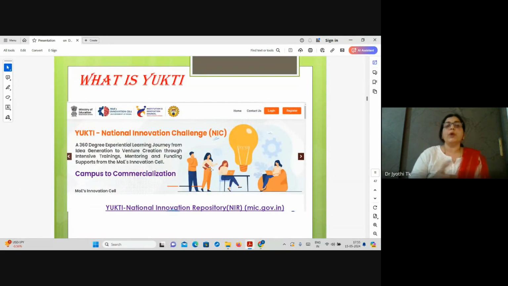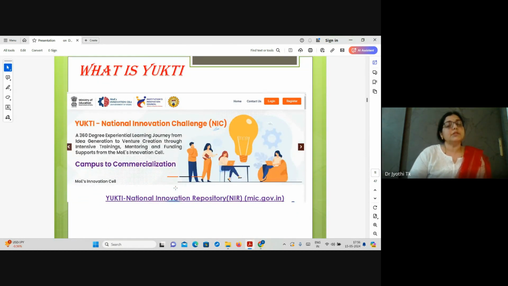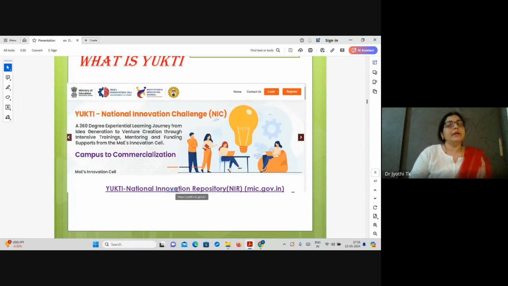Then under IIC, they have a Yukti portal. Yukti portal is an innovative portal which encourages the students to apply for funding. The pre-final year students, second year students, as well as final year students, if they have a very good idea or a project which can be developed into a prototype model, can apply through online mode through the Yukti portal. And if their idea is unique, if their idea is out of the box, then their idea may be selected for funding. Many of our students have applied for this funding through the Yukti portal.